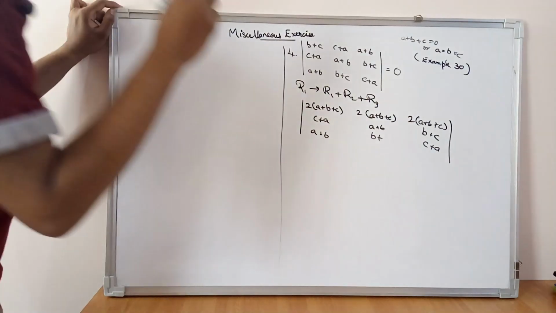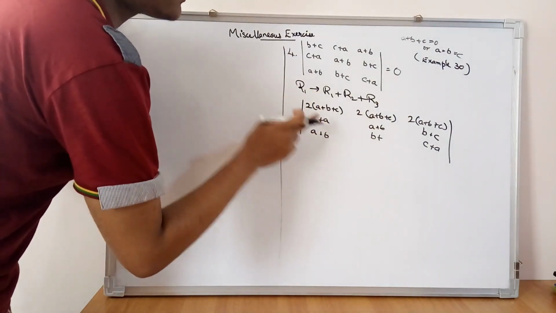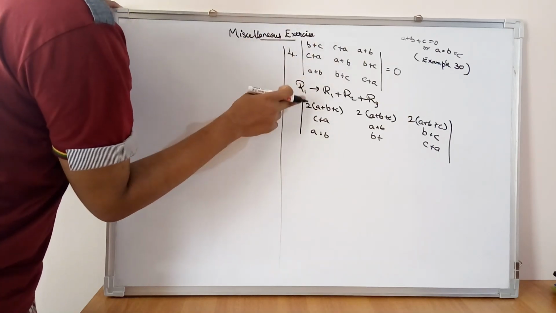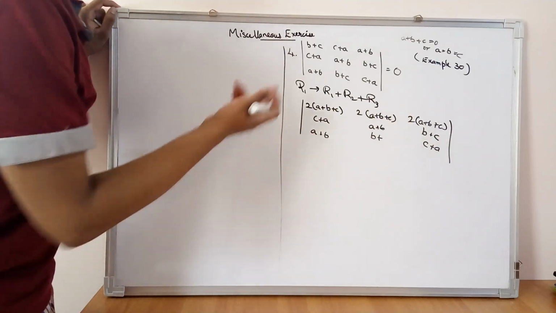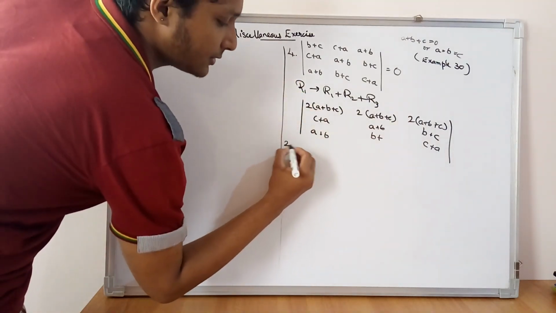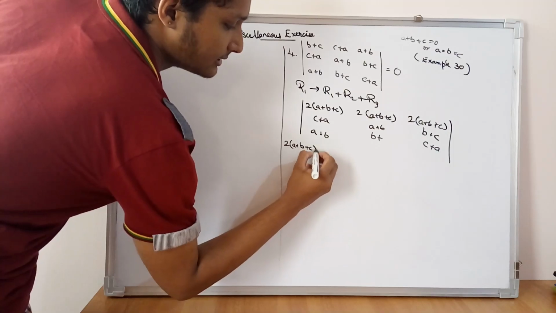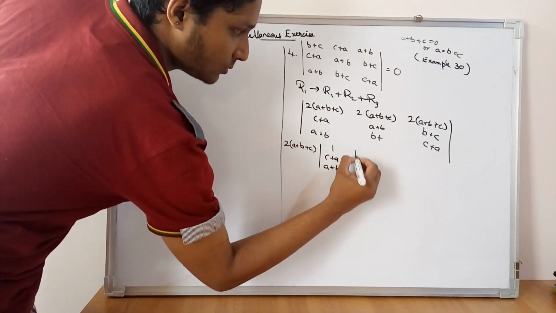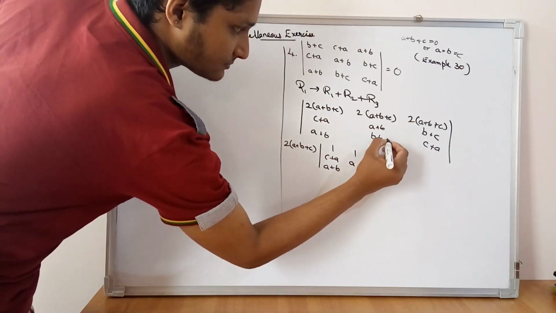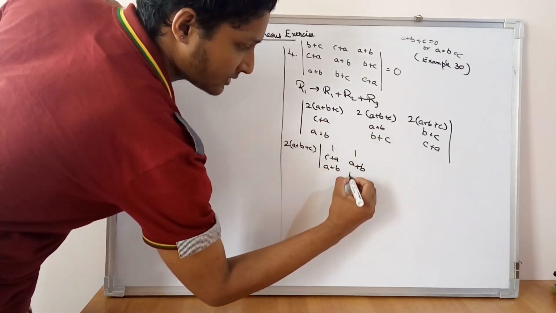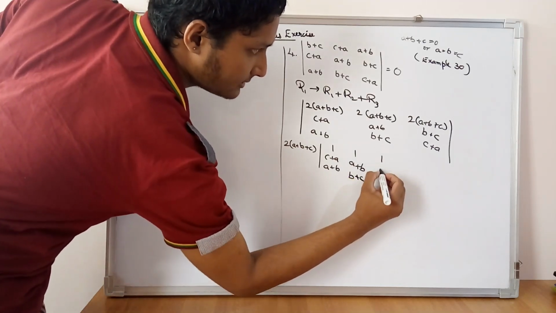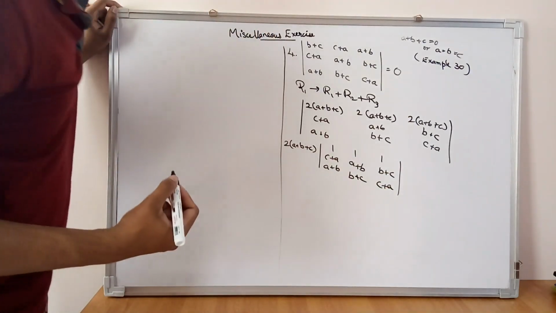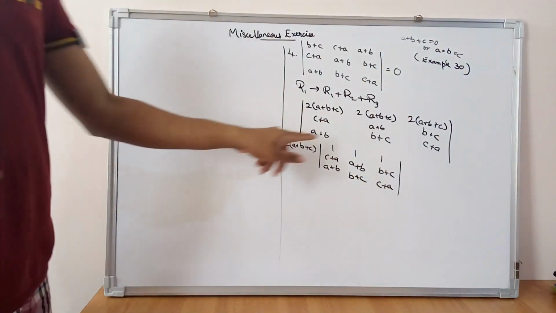Now we'll take out the 2 times A plus B plus C. I hope you see how we got that: add all the six terms and you get 2A plus 2B plus 2C, that is 2 times A plus B plus C. So I am going to take 2 times A plus B plus C outside. The first row becomes 1, 1, 1. The second row is C plus A, A plus B, B plus C. The third row is B plus C, C plus A. Now we got the row of ones.